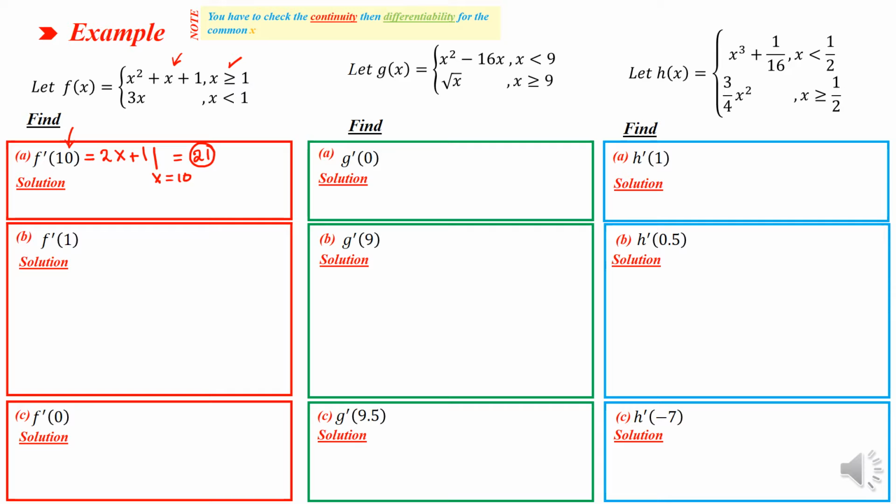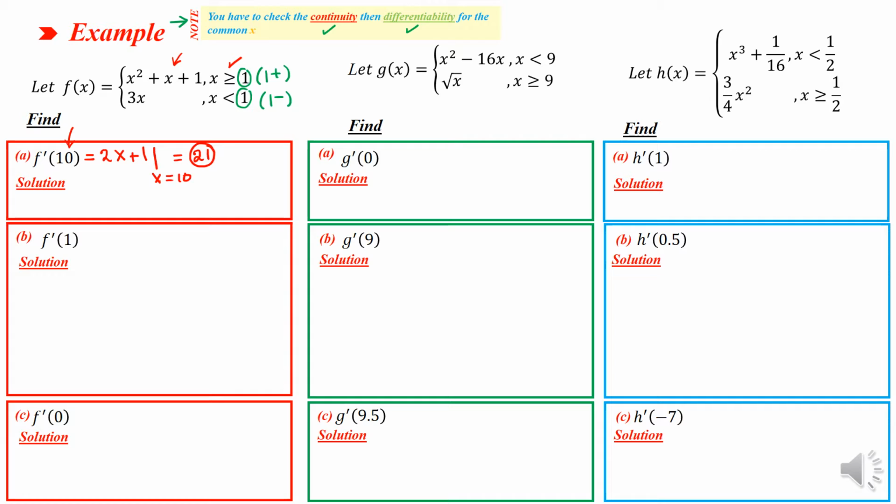The second part, in part B, f prime of 1, but here we have a different case because 1 is common between the two intervals, and as you know, x greater than 1 means 1 from the right, and x less than 1 means 1 from the left. So you have to pay attention to this note. You have to check the continuity, then the differentiability for the common x.